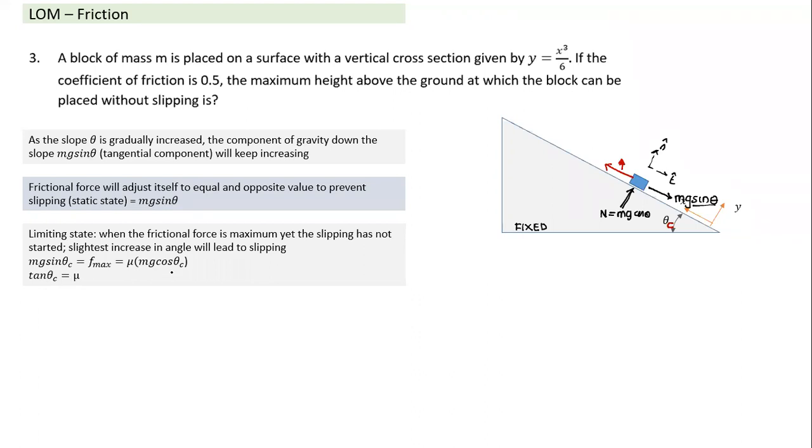If the mu value is something like 1 by root 3, what does it imply? Critical angle will be 30 degrees. If the angle is less than 30 degrees, static friction will act. If theta is 30 degrees, limiting friction will act. If theta is greater than 30 degrees, kinetic friction will act and the object will start sliding. So that's what we need to understand from here. What is the maximum angle? Whichever the slope, the tangent of the angle has to be equal to mu. That's the condition for limiting state.